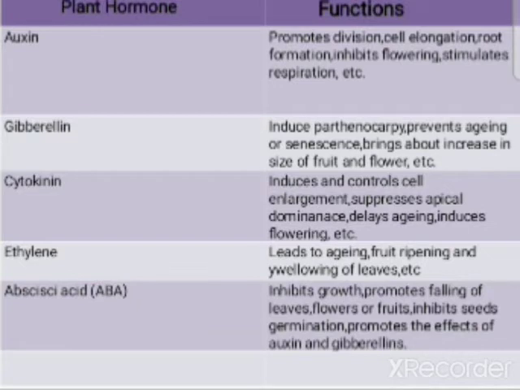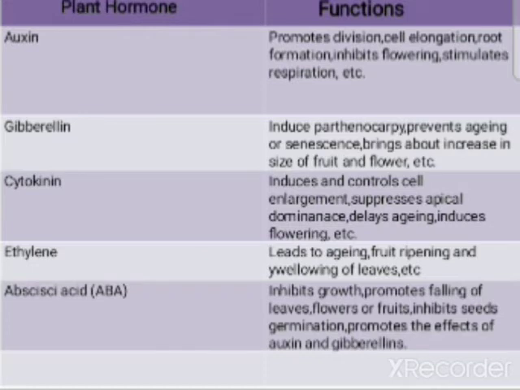So the major 5 plant hormones and their functions are given in the table. First is auxin. Its function is, it promotes cell division, cell elongation, root formation, inhibits flowering, stimulates respiration, etc. Next is gibberellin. It induces parthenocarpy, prevents aging or senescence, brings about an increase in size of fruit and flower, etc.